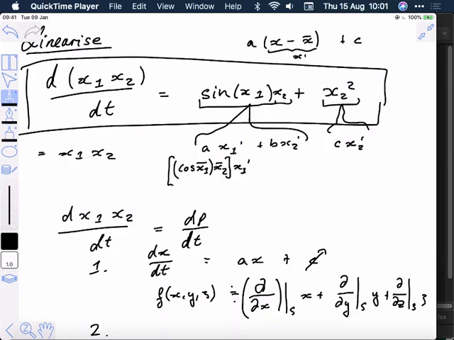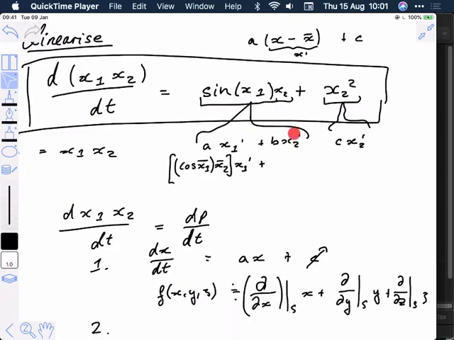So now we've got b, okay? b is the partial derivative of that term with respect to x2, right? And how do I know it's with respect to x2? Because that's the thing that I'm targeting over there. So I do the derivative with respect to x2. And so now I've got, again, sine of x1 bar. Why? Because that's just the thing at steady state. And that is the coefficient.